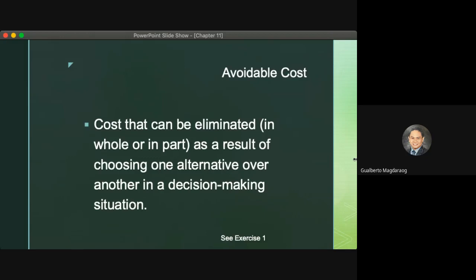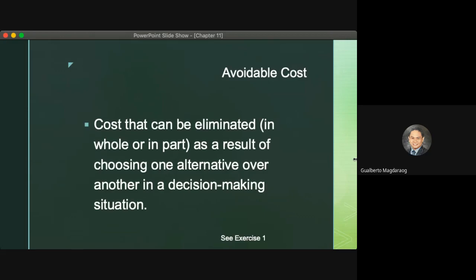Kasi pwedeng tanggalin, pwede ring buong tanggalin or pwedeng partly tanggalin. So therefore, it will make a difference. So therefore, avoidable costs are relevant costs. Okay? Avoidable costs are relevant costs.